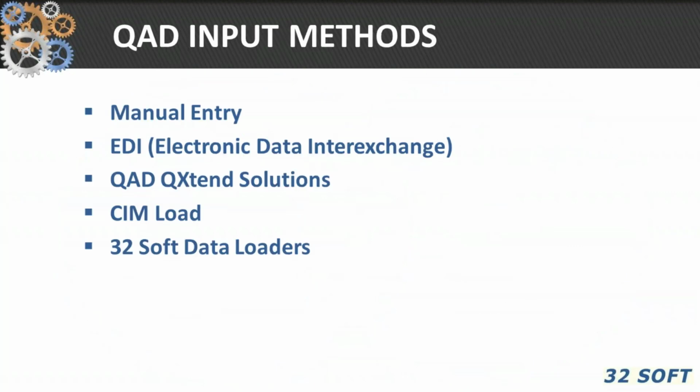And what do we know about the QAD input methods? There are different ways to input the data to QAD. Among them are manual input through QAD menus, and EDI, electronic data interchange. If you are in the automotive industry, that is your thing. That is your industry standard. A lot of information might be coming through EDI. There are QExtend-based solutions, SimLoads, QAD API, and 32Soft data loaders. All solutions have their pros and cons, and some tools work well for certain scenarios, not necessarily for others.